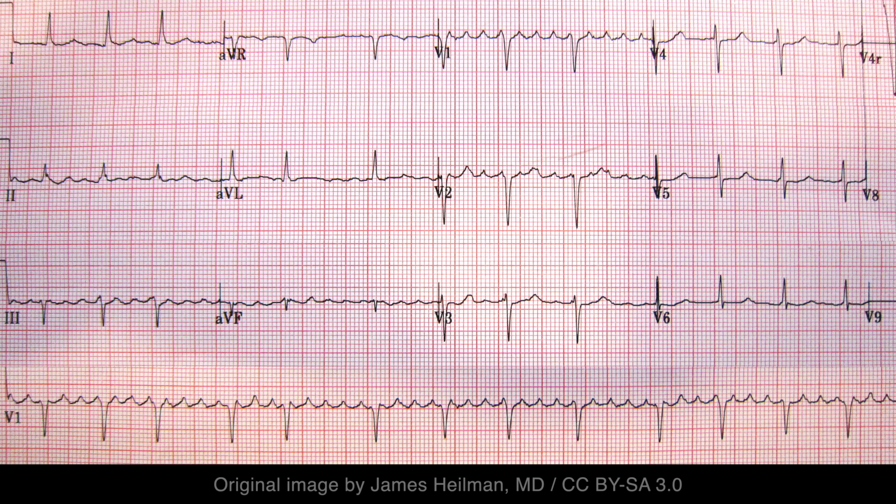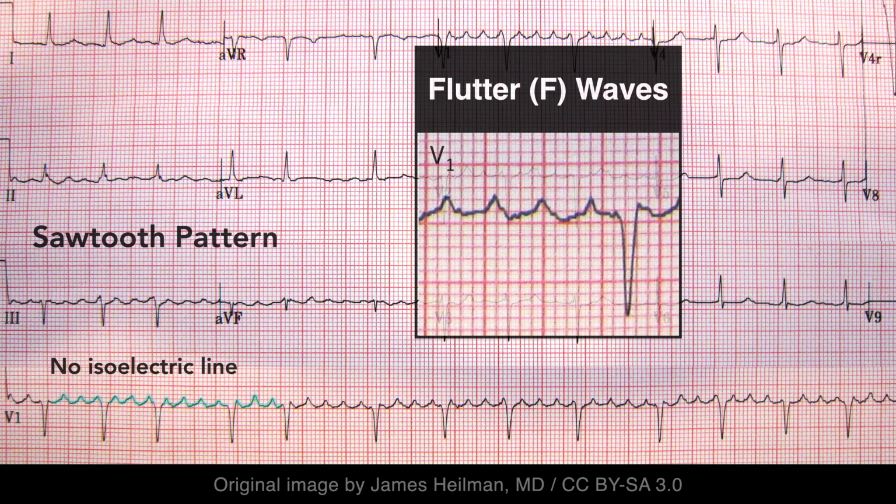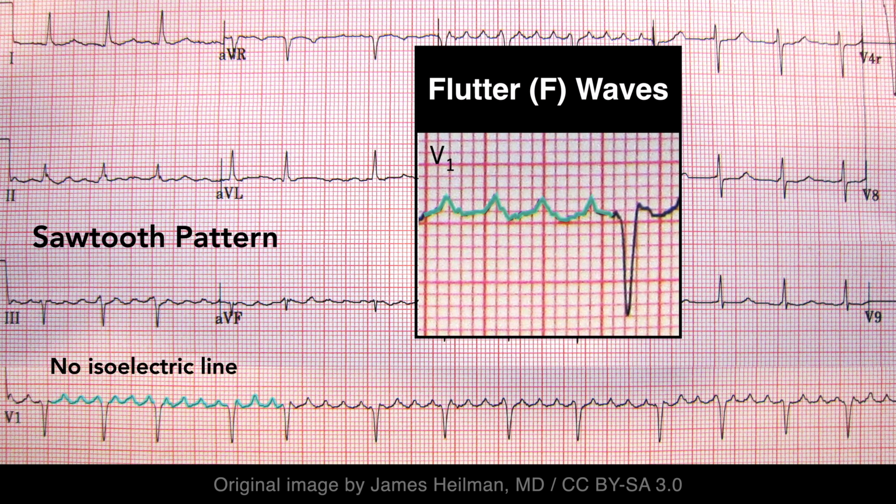Atrial flutter is a macro reentrant dysrhythmia characterized by rapid flutter waves with a sawtooth appearance. The ectopic atrial depolarizations are called flutter waves. They are not P waves. These flutter waves are usually best visualized in the inferior leads, in which they have a V shape. In this case, the flutter waves are best visualized in V1, where they are positive deflections. The absence of an isoelectric line between the atrial flutter waves results in a sawtooth appearance.